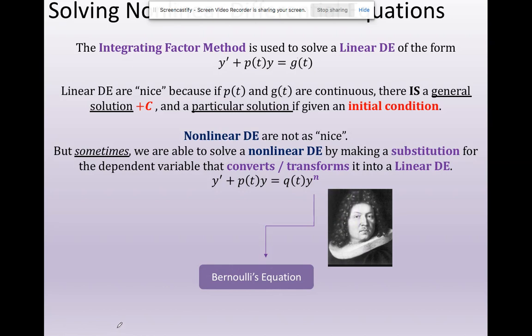There he is. There are three Bernoullis, and I always forget which one is which. There's an uncle and a son and a nephew, or I don't know, something like that. I forget.